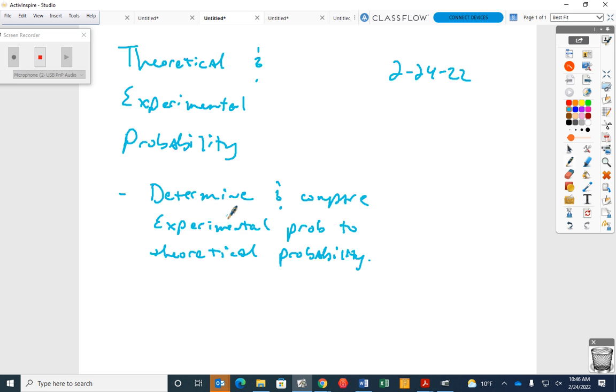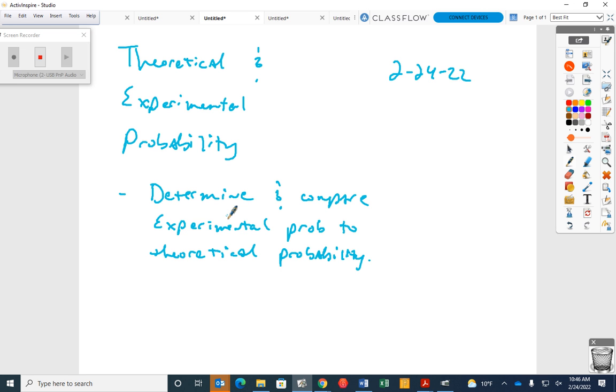Experimental probability is based on results. Is that all we need to write for that one? Yep. It's based on results.